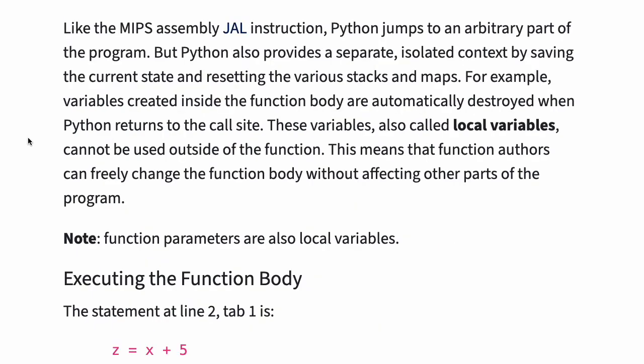Like the MIPS assembly JAL instruction, Python jumps to an arbitrary part of the program. But Python also provides a separate isolated context by saving the current state and resetting the various stacks and maps. For example, variables created inside the function body are automatically destroyed when Python returns to the call site. These variables, also called local variables, cannot be used outside of the function. This means that function authors can freely change the function body without affecting other parts of the program. Note that function parameters are also local variables.